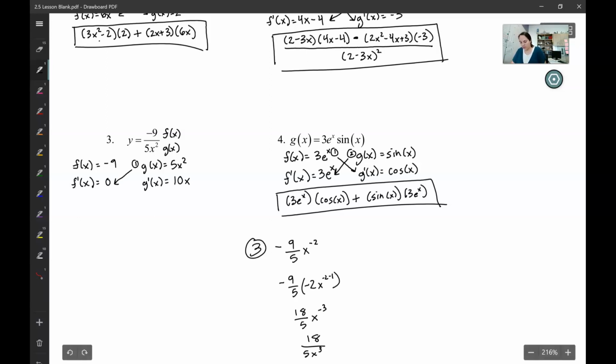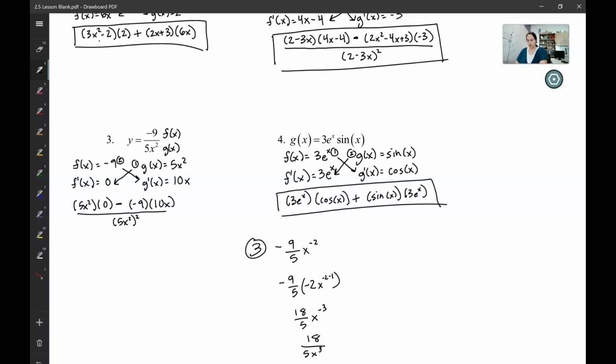This is dividing, so we start with g of x. So 5x squared times f prime minus, then come over here to this one, negative 9 times 10x, all over g of x, 5x squared, squared. Now this one we're going to simplify to see that we get the same answer. So 5x squared times 0 goes away. Negative times negative 9 times 10x should give me a 90x all over 5x squared squared, which will be 25x to the 4th.